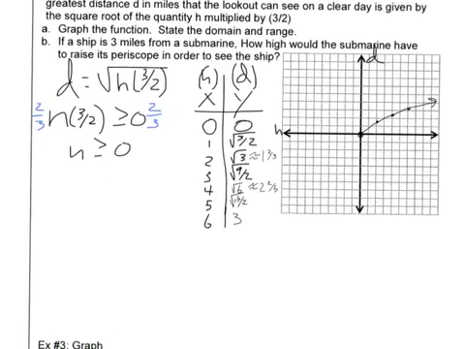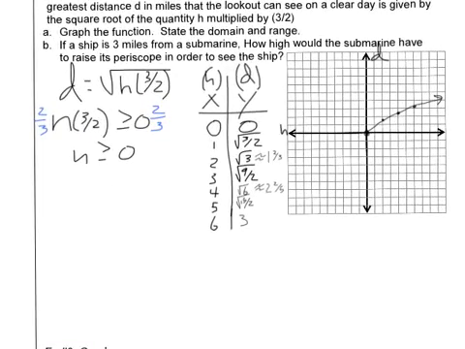Okay. Now, last question here is, if a ship is 3 miles from a submarine, how high would the submarine have to raise its periscope in order to see the ship? Well, look, we already have a distance of 3 here in our range, so that means that in order to see 3 miles, we'd have to have our periscope up 6 feet. So you could write that out as a complete sentence.